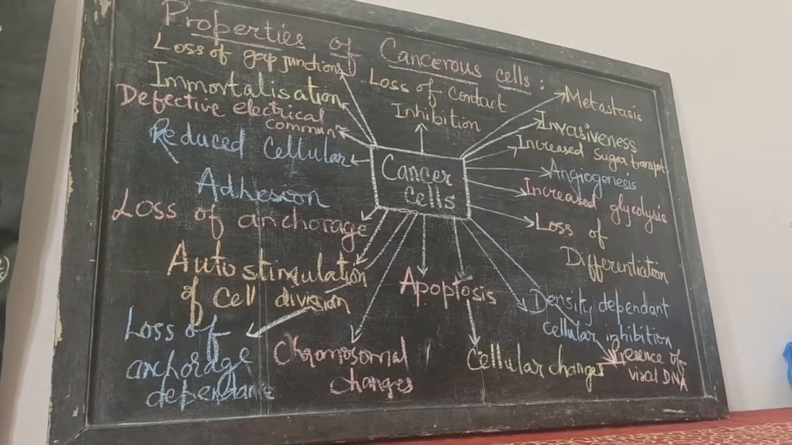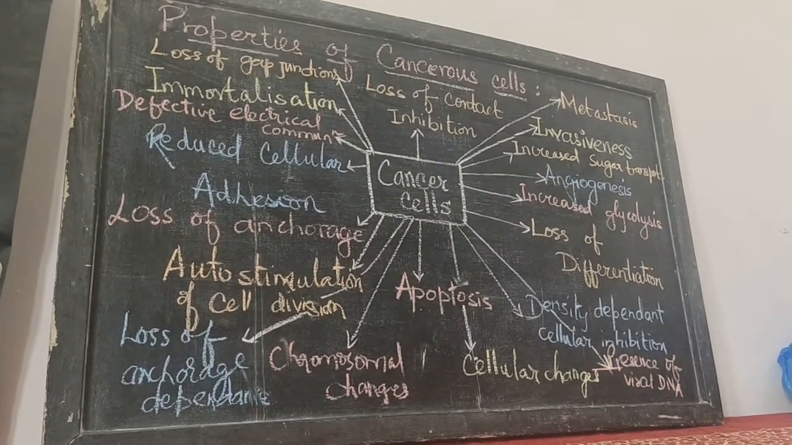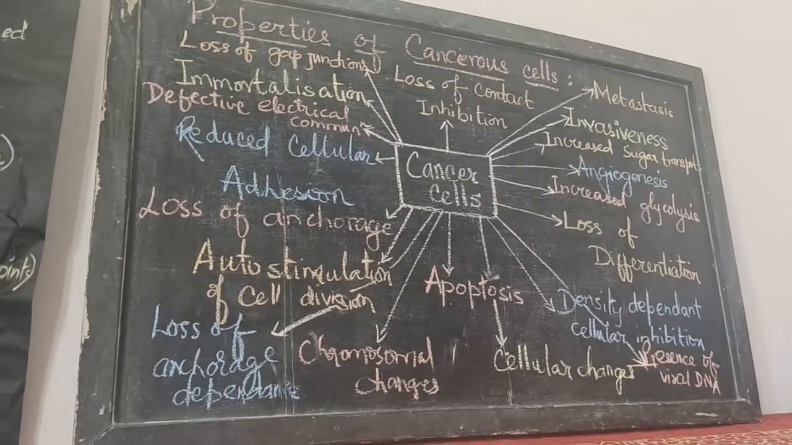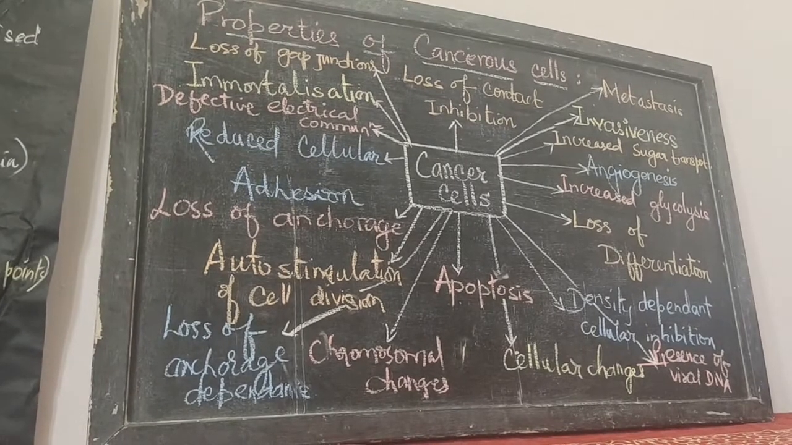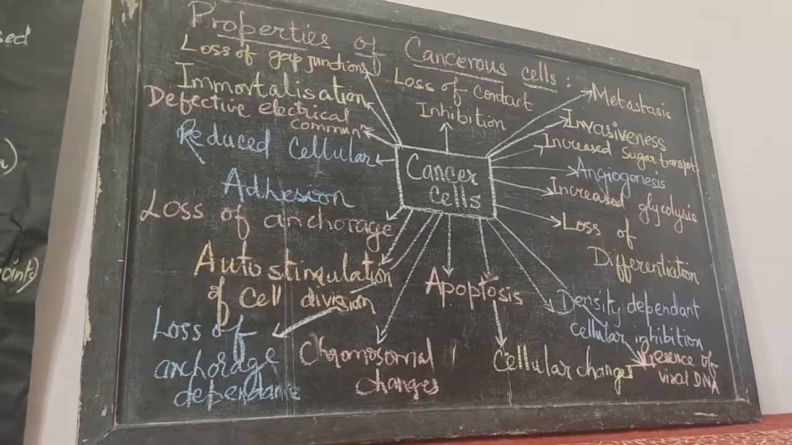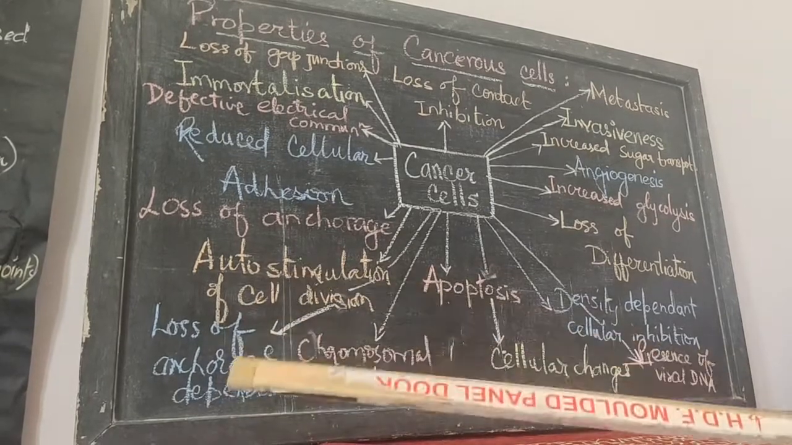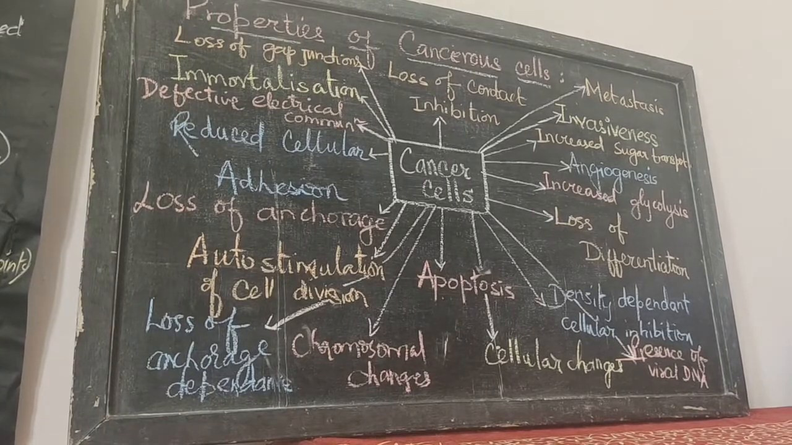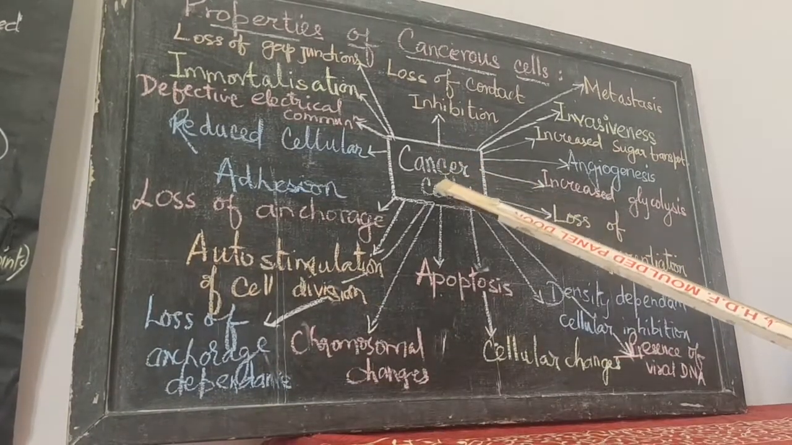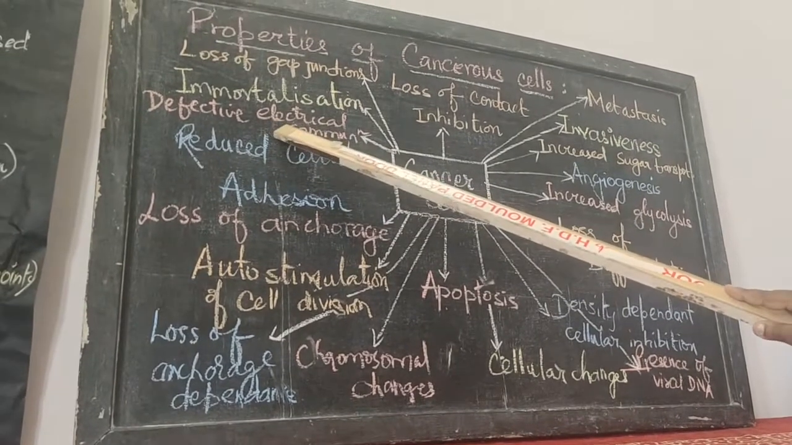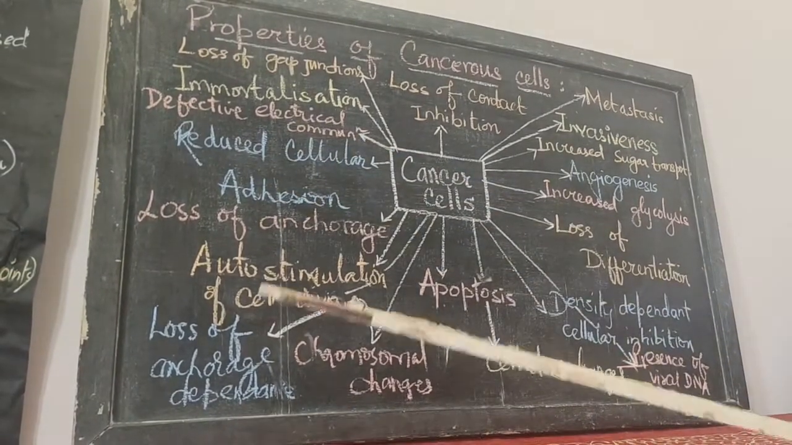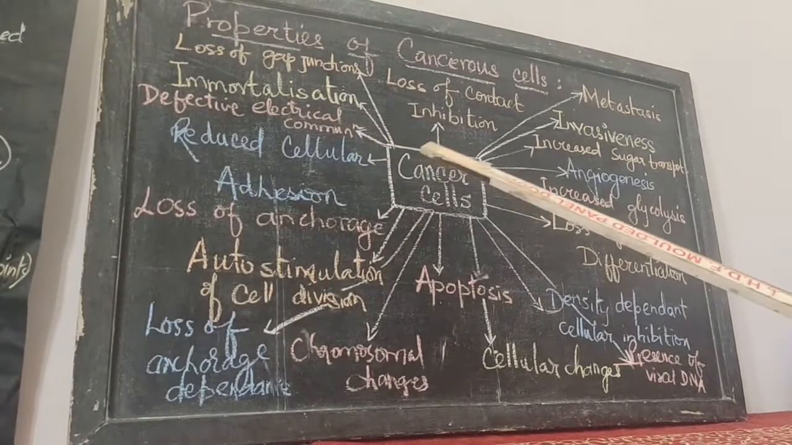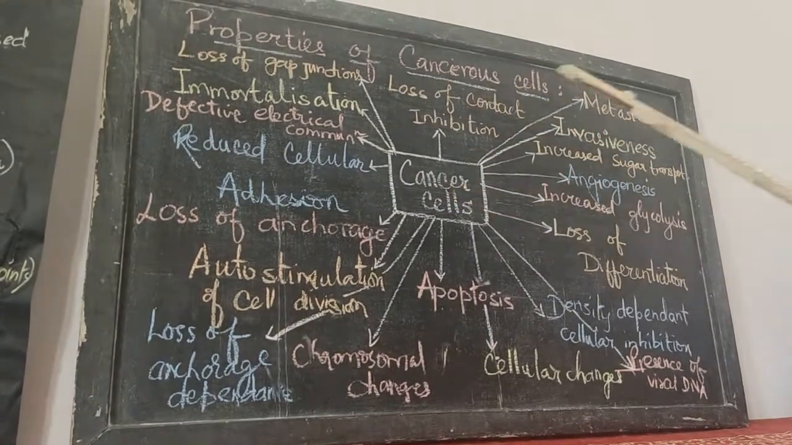The next feature related to cancerous cells is defective electrical communication. In normal cells, when they divide, they have electrical communication between the cells and they proceed or stop the process of cell division. In cancerous cells, the electrical communication is totally absent, and thereby they keep on dividing and re-dividing. So defectiveness in electrical communication is another property of cancerous cells.